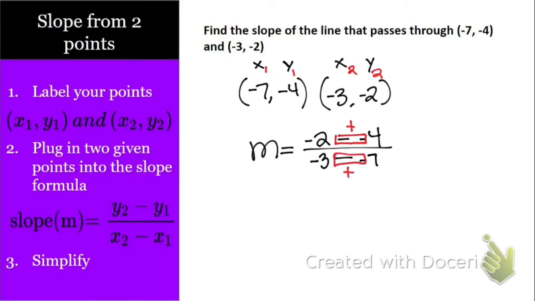So what we got is -2 plus 4. So -2 plus 4, signs are different. We subtract and take the sign of the larger, that's 2. We got -3 plus 7, signs are different again. Subtract, take the sign of the larger, that's 4.